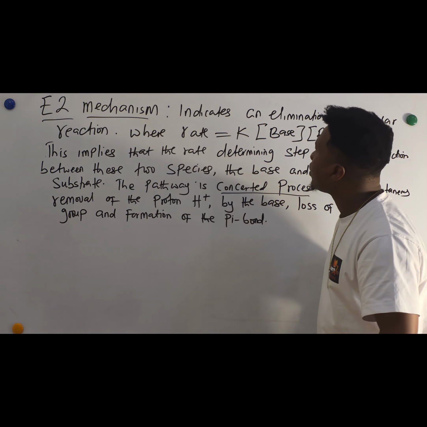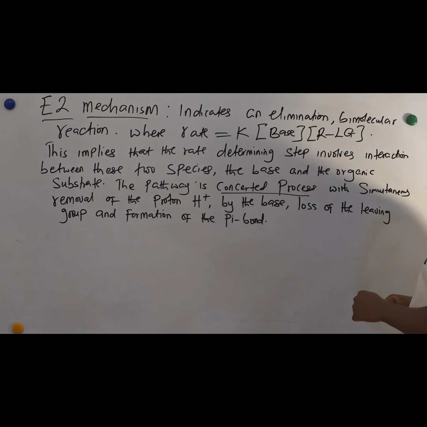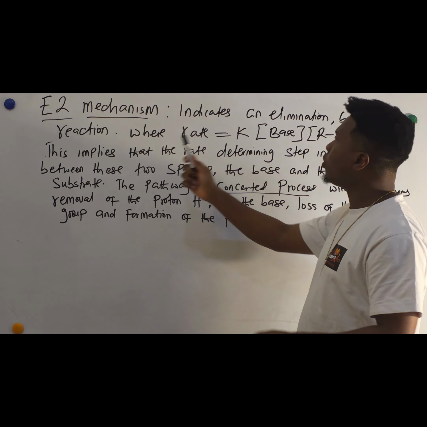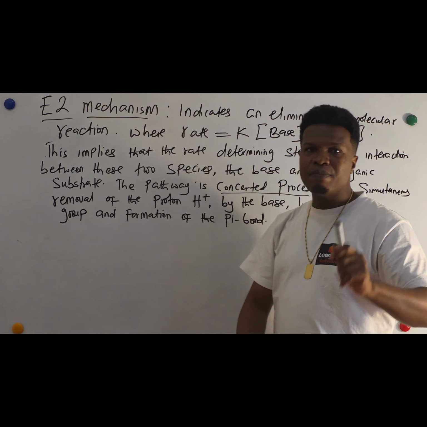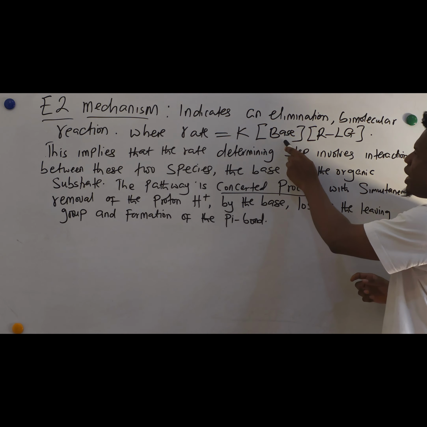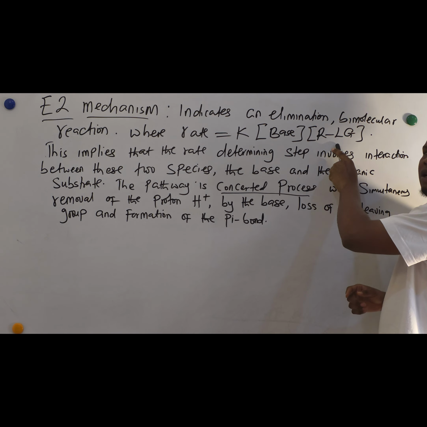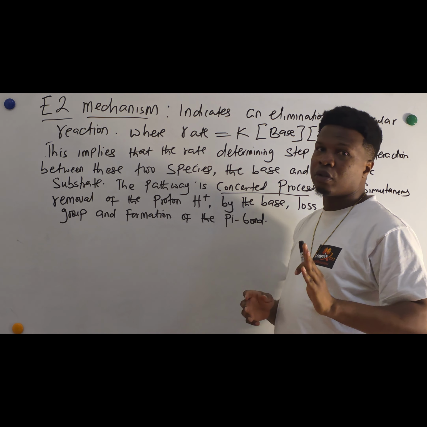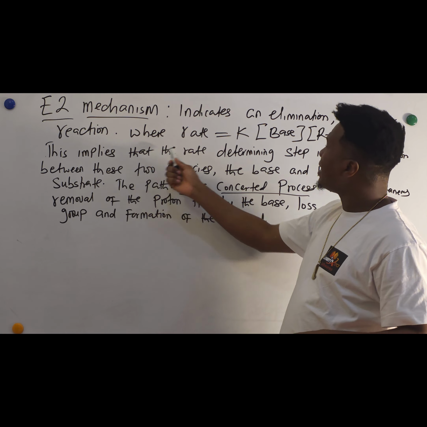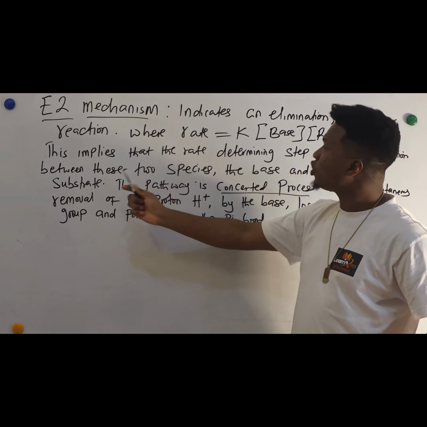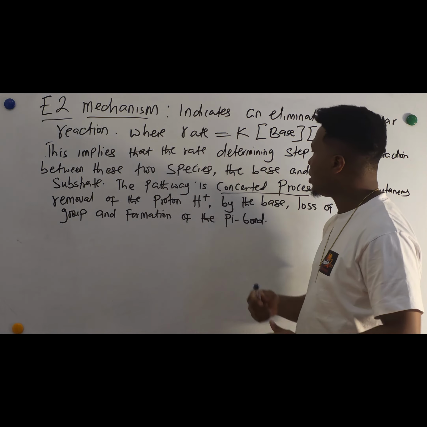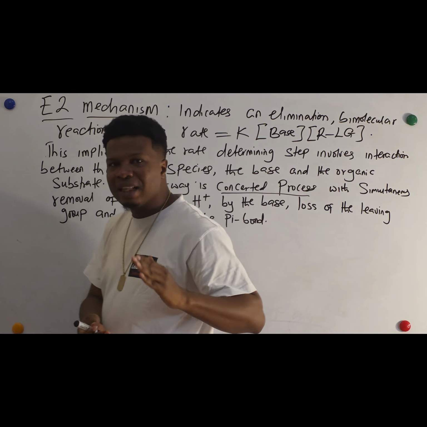Now let's read what's on the board here. We say that E2 indicates, of course, elimination bimolecular. Why is it bimolecular? It is bimolecular because both the base and the substrate determine the rate of the reaction. So this implies that the rate determining step involves the interaction between these two species, the base and the organic substrate.